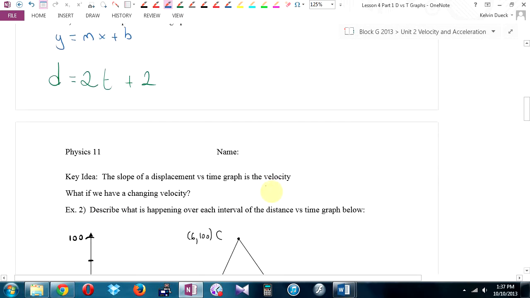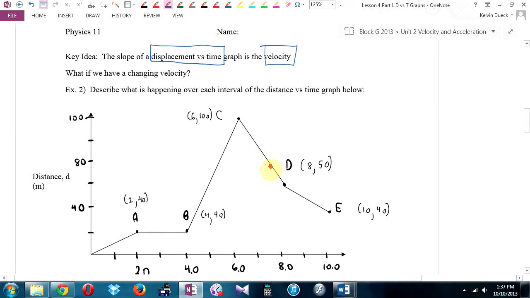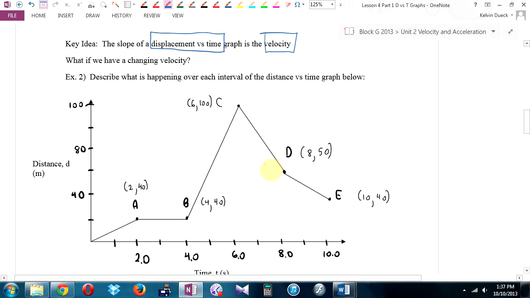So here's the key idea. The slope of a displacement versus time graph is the velocity. It's meters over seconds. It's a velocity. What if we have a changing velocity? Example 2 says, describe what's happening over each interval of the distance versus time graph below. So I've broken it up into A, B, C, D, and E. 1, 2, 3, 4, 5 different sections.